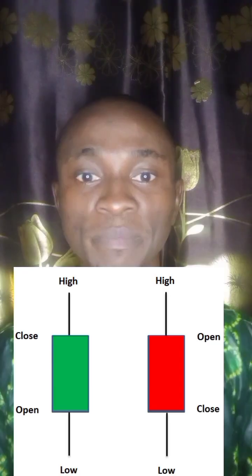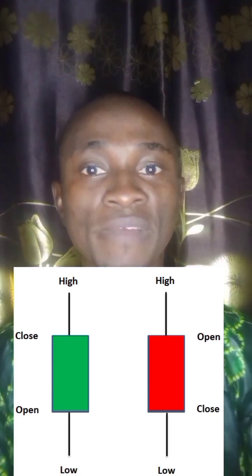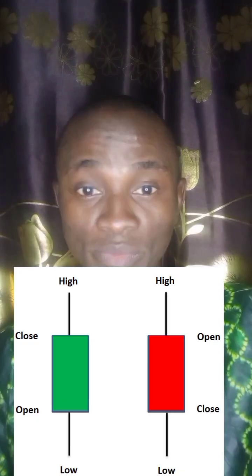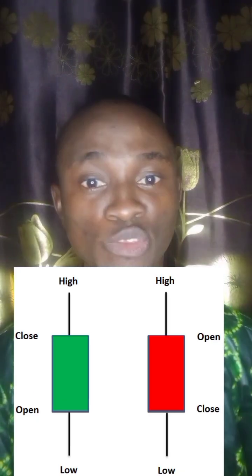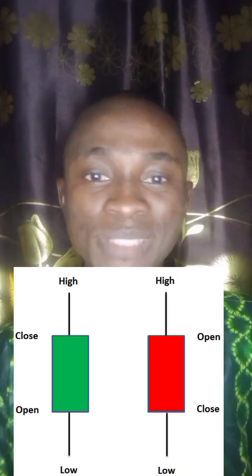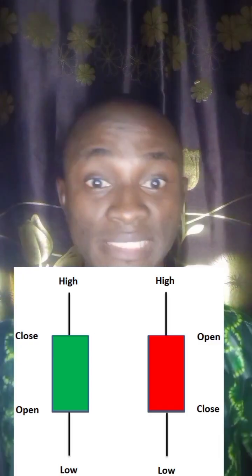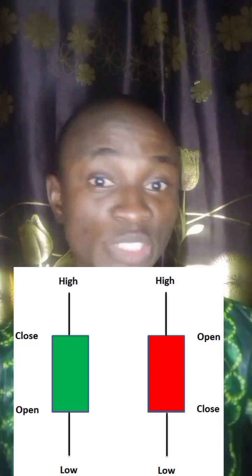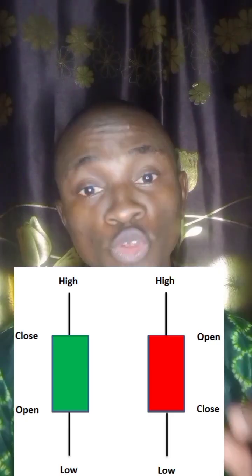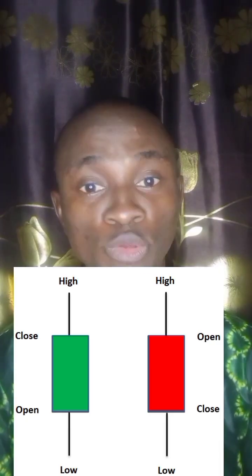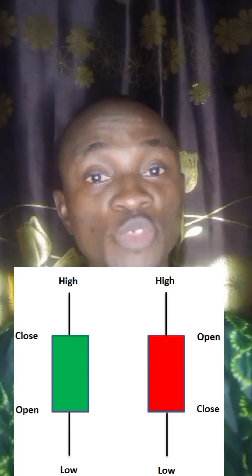So you will see the opening price of a green candle at the bottom, while you see the opening price of a red candle at the top. And you see the closing price of a green candle at the top, but the closing price of a red candle, we see it at the bottom. That is the difference between the green candle and the red candle. So the long wicks or the long shadow simply means that the price was rejected, which means there was a serious battle between the buyers and the sellers during that time frame.